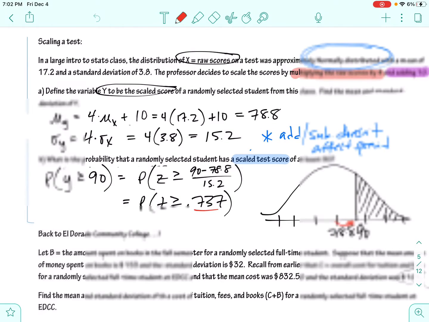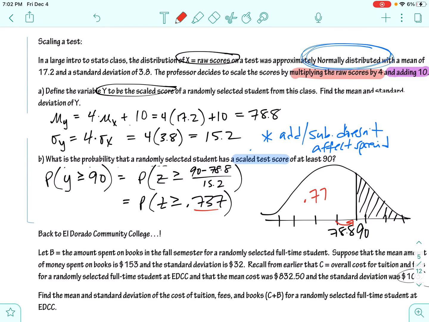So going back to my picture, this is why I always love to have a picture on everything. That 0.7704 is not my shaded area. Remember, it's always area to the left in that table. So you have to subtract from 1, and we get what? 0.2296. About 22%, 23% of randomly selected student has a probability of almost 23% of having a score of at least 90.